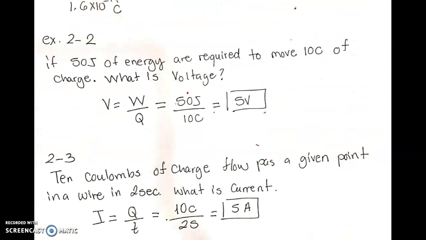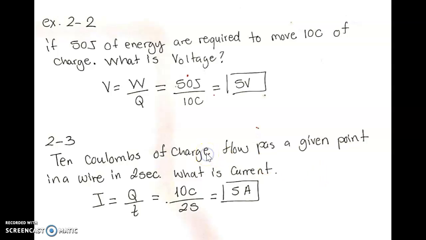We continue with example number 2.2. We have 50 joules of energy required to move 10 coulombs of charge. What is the voltage? From the voltage definition, we know the voltage is equivalent to the work required to move the charge against the electric field. So we just plug in, we have 50 joules over 10, we get 5 volts. Just a plug in.